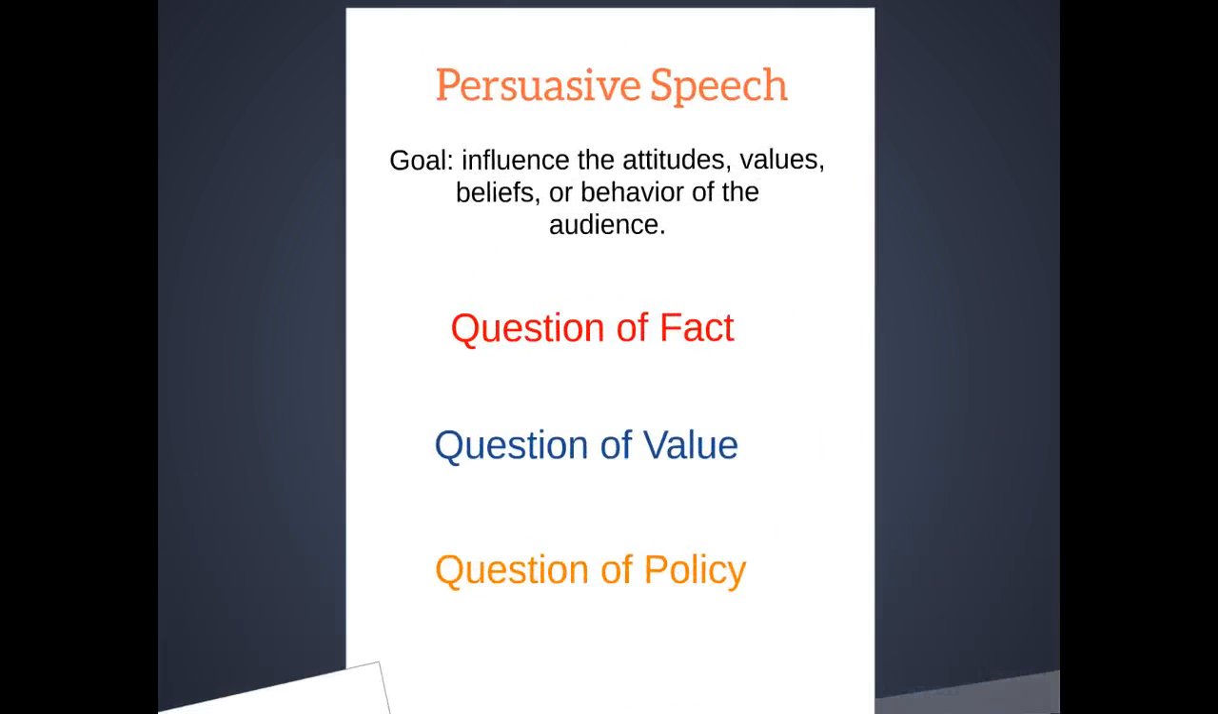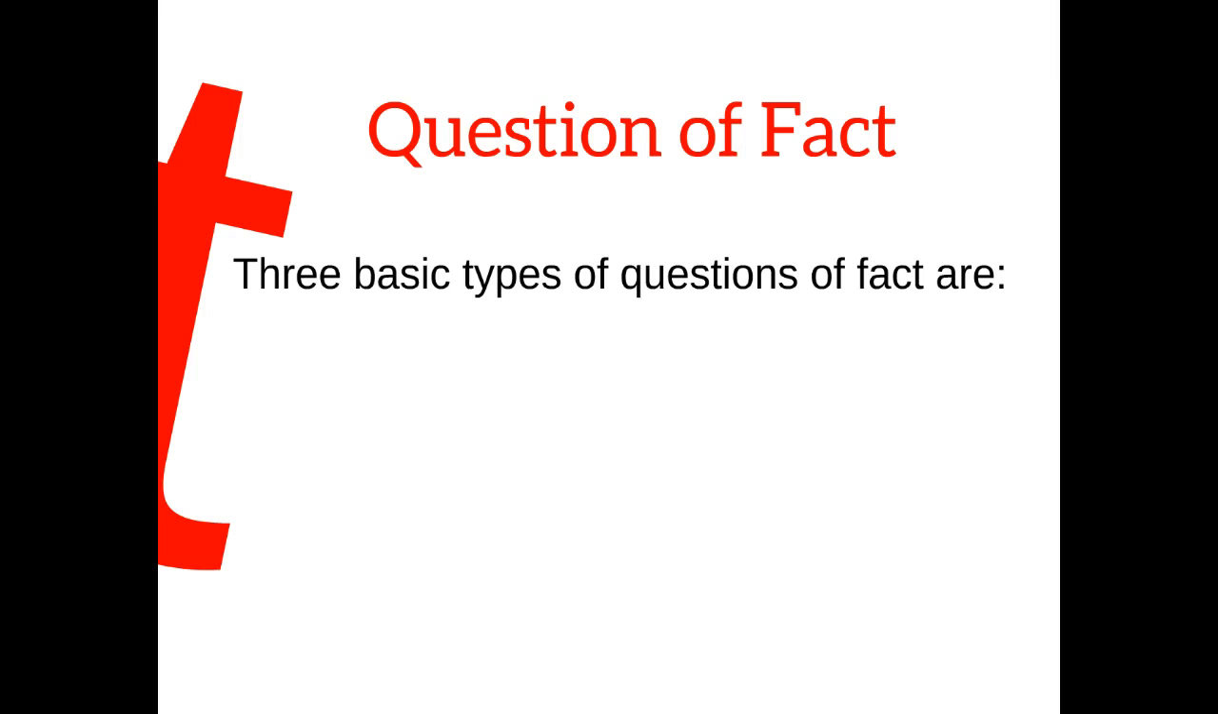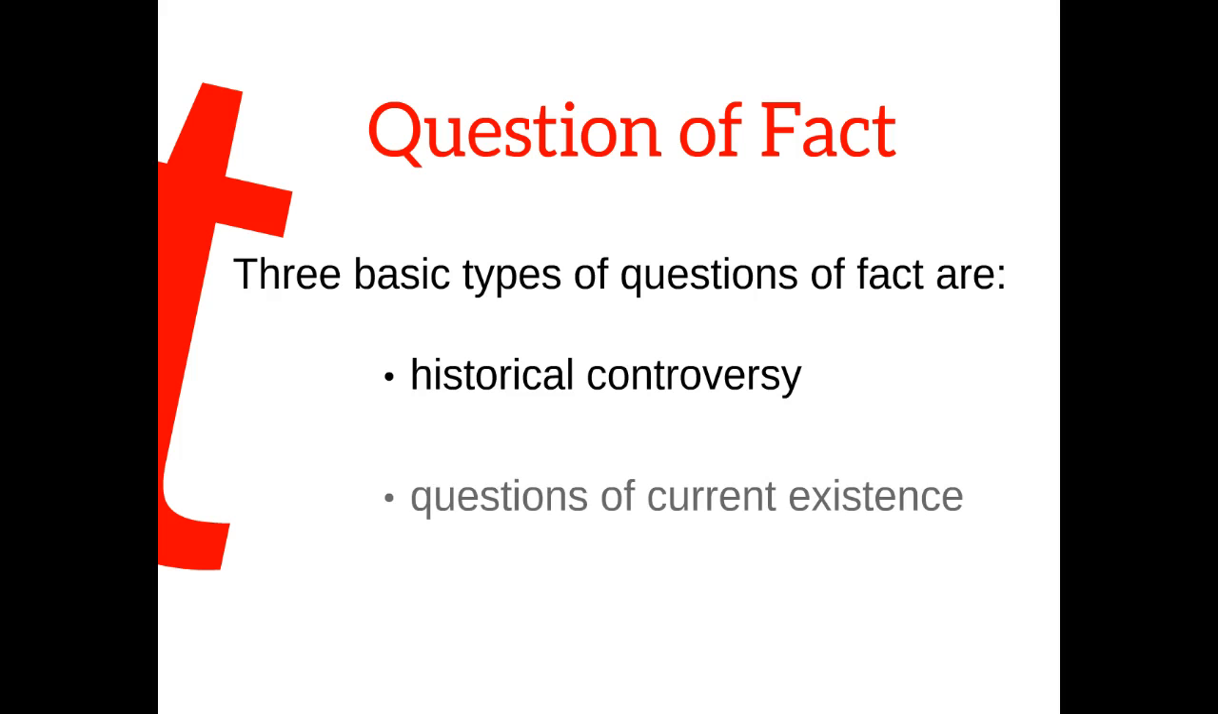As far as topics, when you're coming up with your persuasive speech topic, and I'm going to ask that you do that today actually, you need to think, what is it that I actually want to convince the audience of? That factors into three different questions: question of fact, question of value, and question of policy. Let's first start with question of fact. Question of fact deals with things like historical controversies, questions of current existence, predictions. Factual things that you can prove exist or don't exist or will happen.